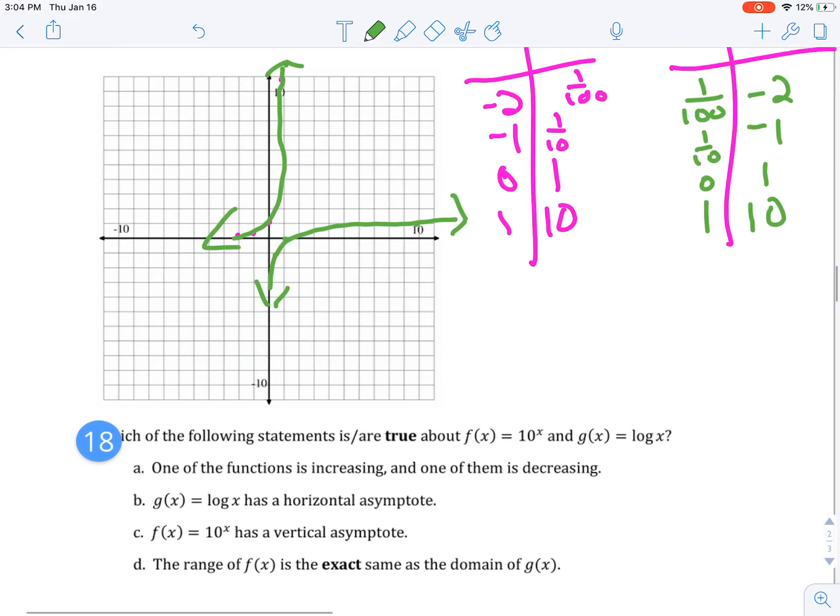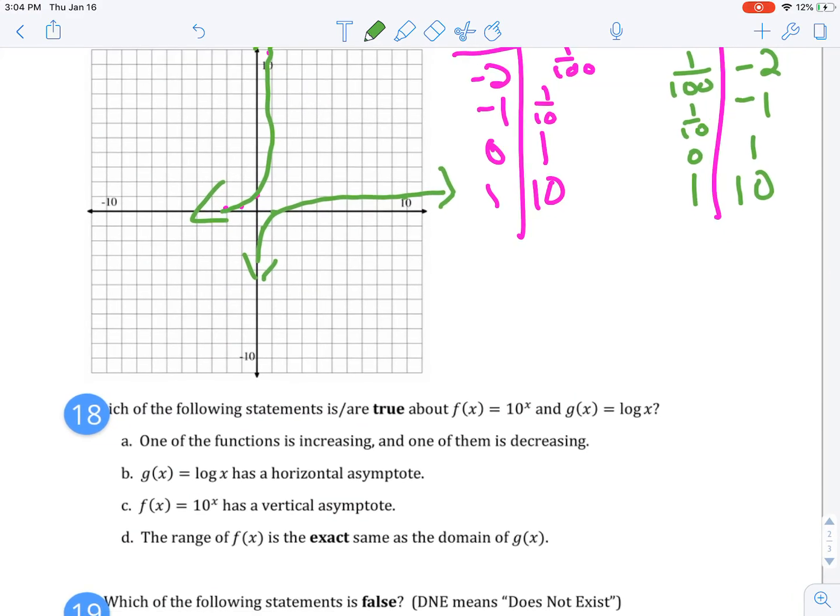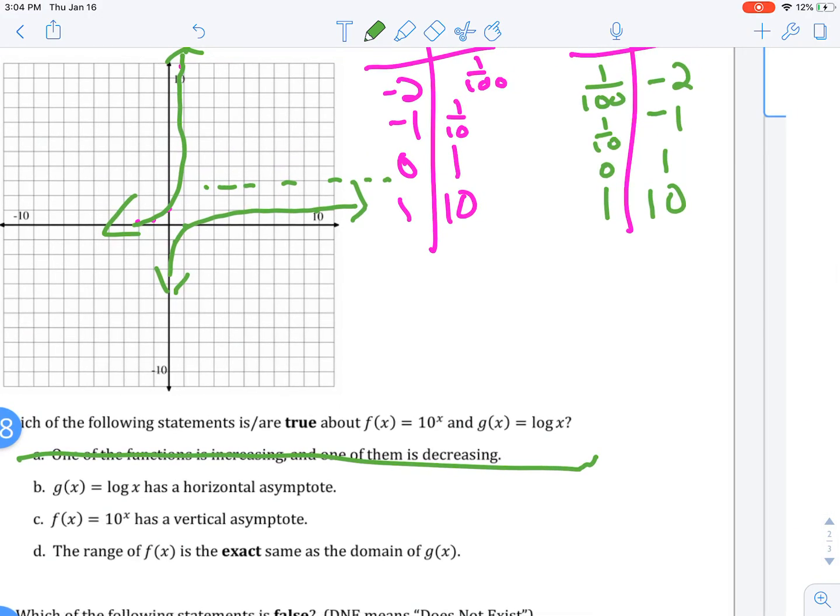Okay. Which of the following statements is true? One of the functions is increasing, and one of them is decreasing. These are both increasing functions. So I'm going to strike that one out. g of x equals log x has a horizontal asymptote. Well, it might look like this is going to end up being a horizontal asymptote, but I start thinking about what happens the farther out I go. On both of them, it's just going to keep getting bigger and bigger and bigger. So that's no good. So I can strike that one out.